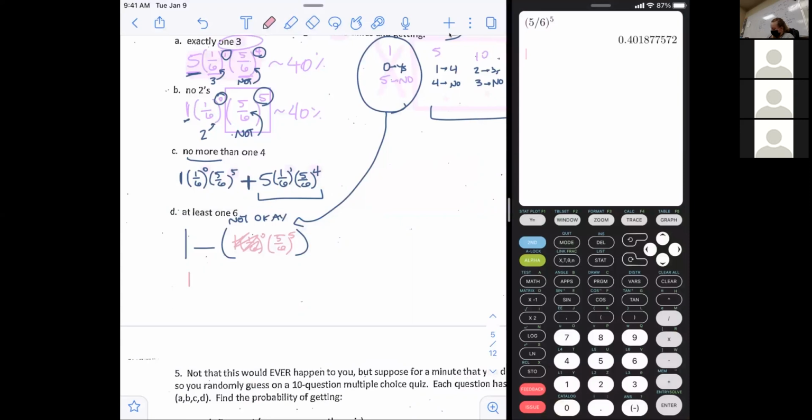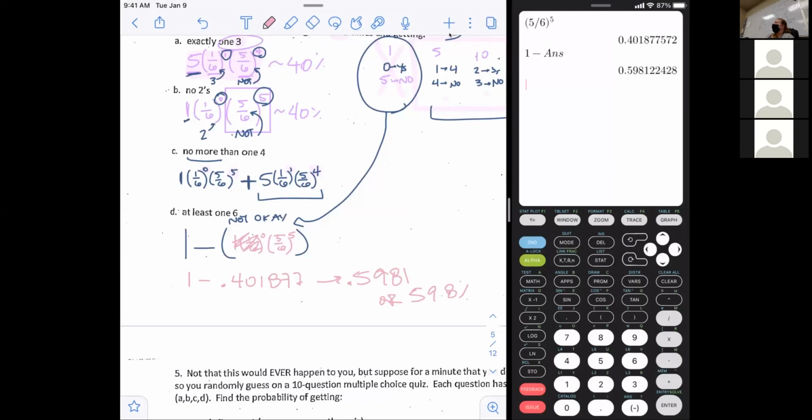So I've got 1 minus 0.401877. And if I do 1 minus that answer, I get the probability of rolling at least 1 six, which is 0.598123. Or I can think of it as 59.8%. All right. Everybody cool with that? Okay.